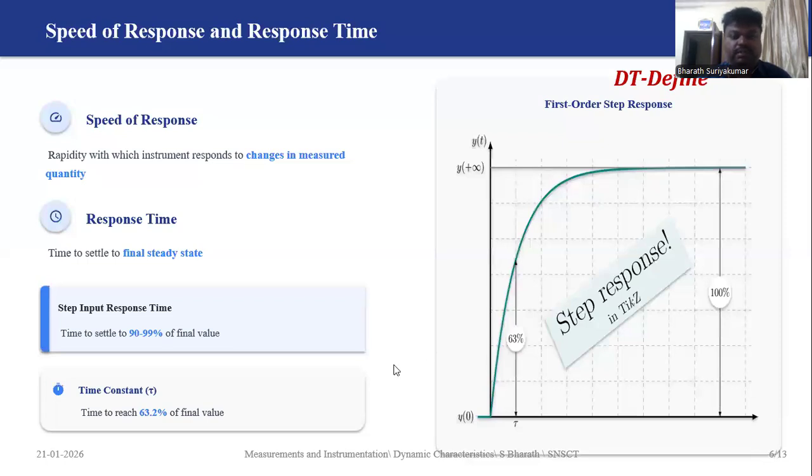Speed of response. This defines how fast the system is. The speed of response is the rapidity with which the instrument responds to a change in the measured quantity. Response time is the time taken to settle to a final steady state value. From this value to this value of y at plus infinity, what is the time taken? That is the response time. For a step input, the time taken to settle is 90 to 99%.